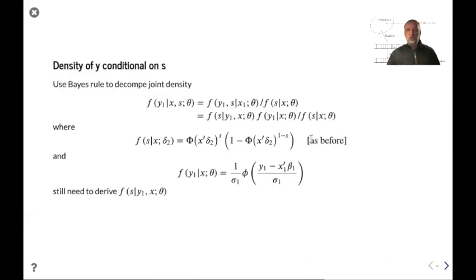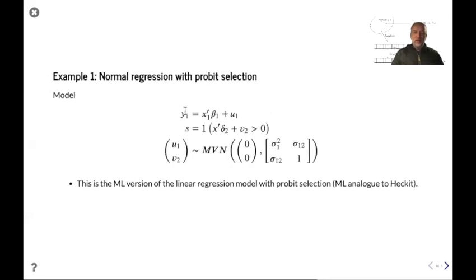Okay, and then you get this expression here, just like we've seen in binary response models before. It's just now a binary outcome is a selection indicator. And then this guy here, what is that? Well, that's a density of y conditional on x, but y is a linear equation with a normally distributed variable.